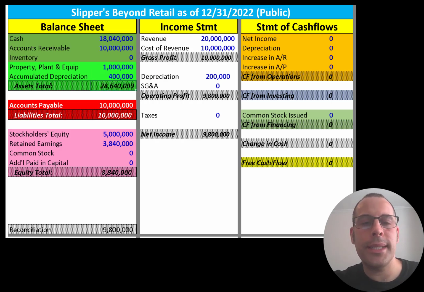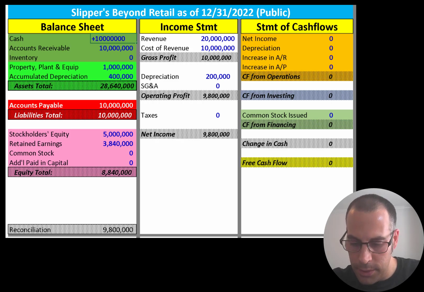Now we're going to IPO. We're going to sell 10 million shares at $5 each. So that's $50 million in cash we're going to get from the IPO. So let's add 50 million.